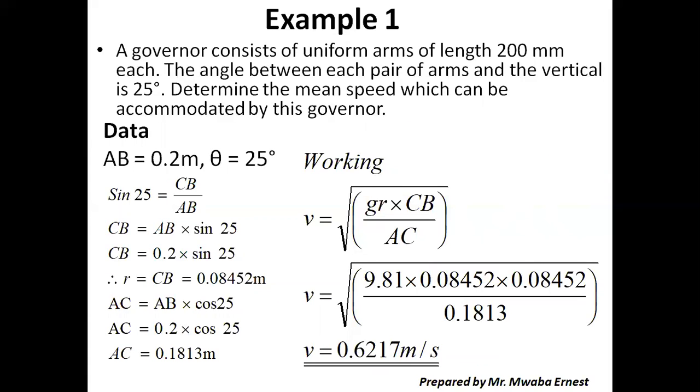Determine the mean speed which can be accommodated by this governor. So we have 25 degrees as the angle. Now with that angle, it means we can now make this the subject. So we go back to sine, which is CB over AB. Then this CB is equal to that because sine is normally opposite over hypotenuse.